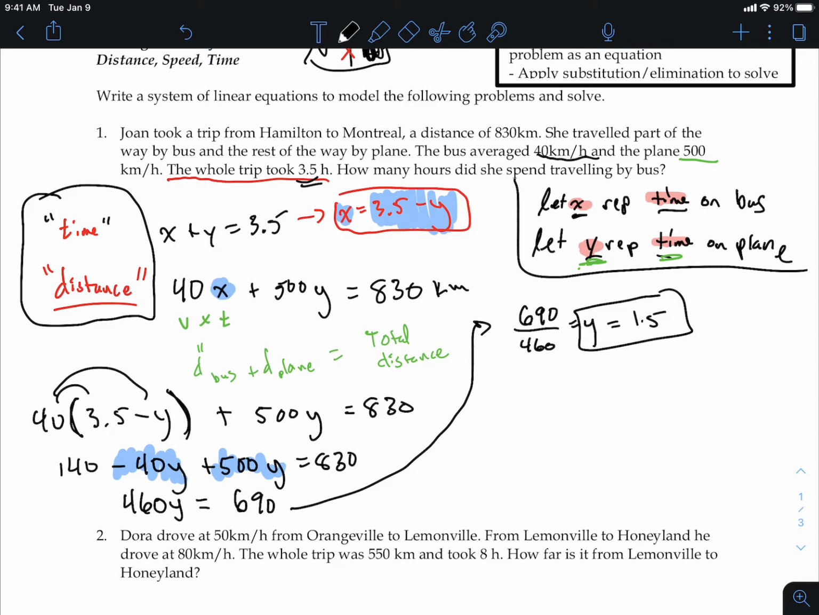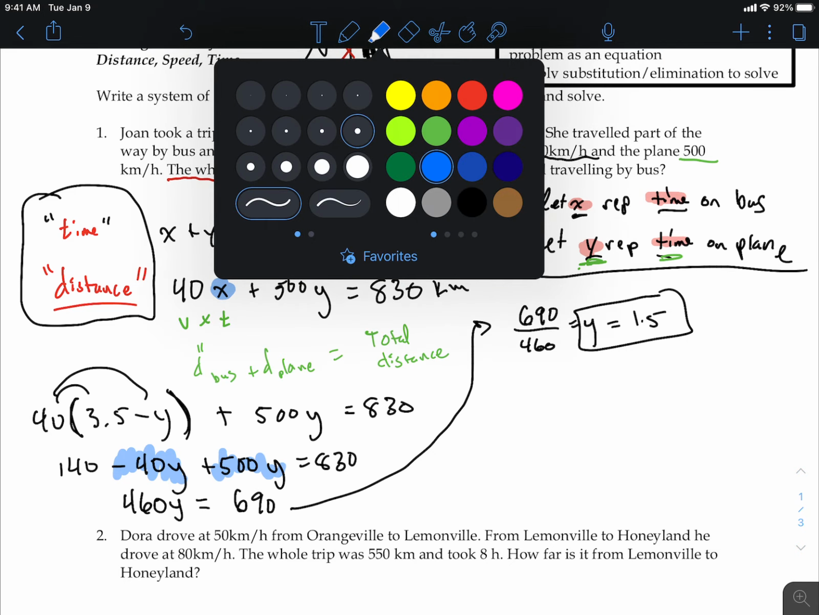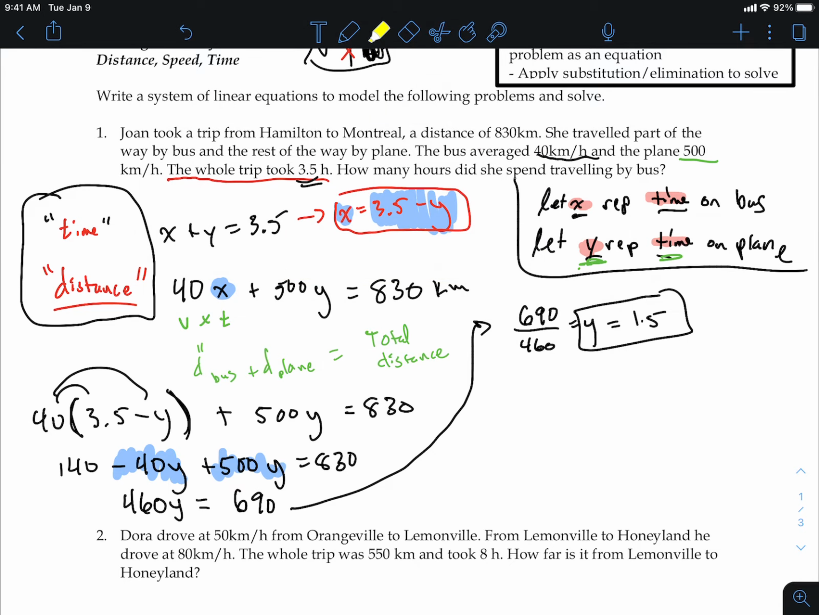What does y represent in this? What did we say it represented? Yeah, Coco. Good. It represents the time on the plane. So that's good. But what did this question specifically ask us for? Time on the bus. So we haven't answered your question yet.